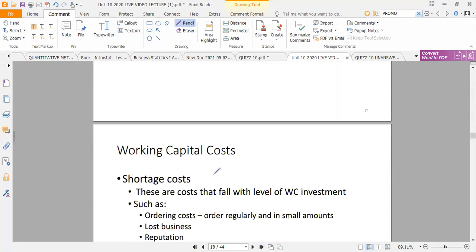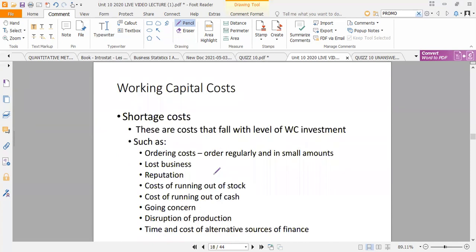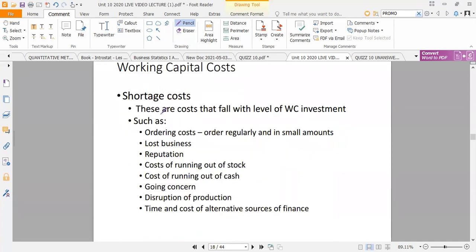There's also what we call ordering costs. So the storage costs are now explained here in depth. These are costs that may fall with the level of working capital investment, such as what we call ordering costs.